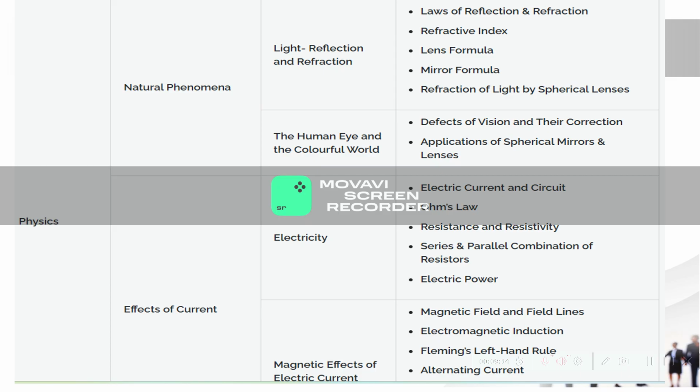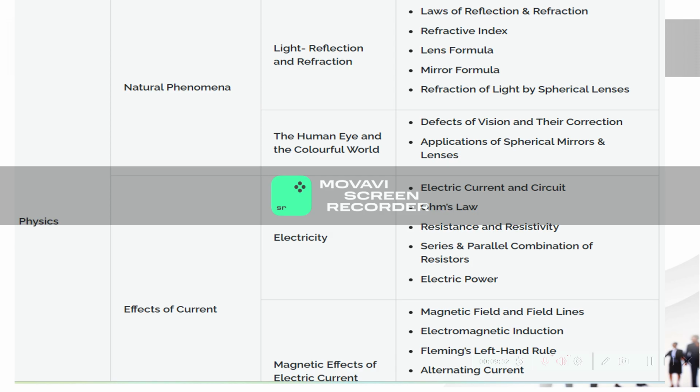In physics, we will talk about light. So light, laws of reflection, refractive index, lens formula, mirror formula. These are the important points which are there in the syllabus. Human eye, I have already mentioned, defects of vision, applications of spherical mirrors and lenses.